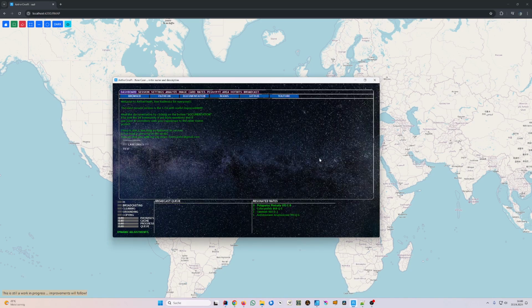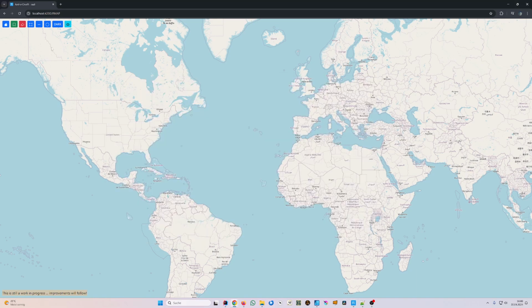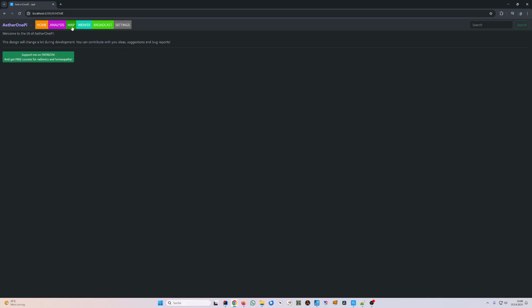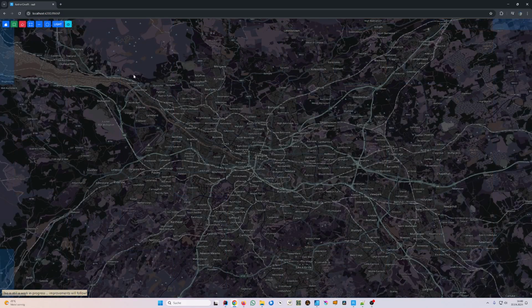In the AetherOnePi, now you have a new button here on the left side in the dashboard. You see here is the browser. If you click on that, it will open the browser and you will land here on this dashboard. So here are some buttons: Home, analysis, map, and map is what is of interest today because this is a new feature, and you will land here in the dark mode of the map.